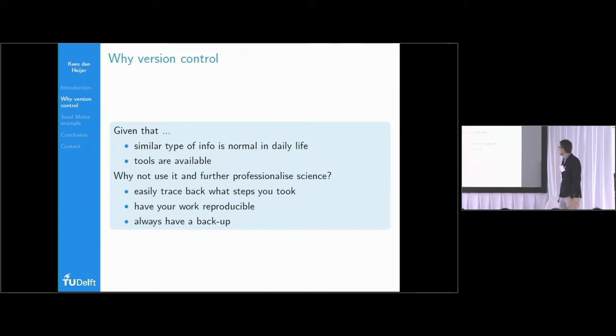So why version control? If we use this kind of principle in our daily life and are used to this, and if the tools are available, why don't we apply it in our professional work, in our science? You can easily see what the steps are that you took and how it progressed over time. If you cooperate, you can see who did what. You can have your work reproducible because everything is tracked, and you always automatically have a backup. So there is no reason not to use it.